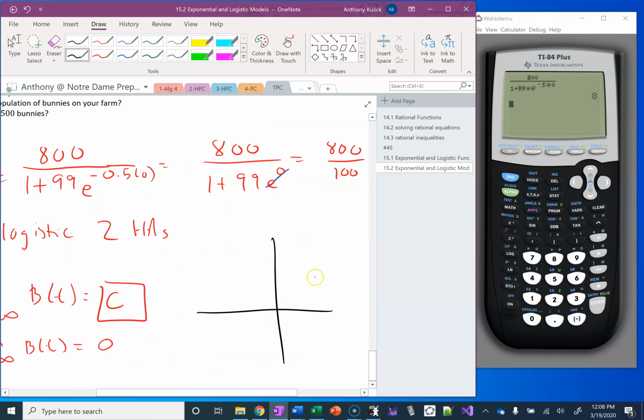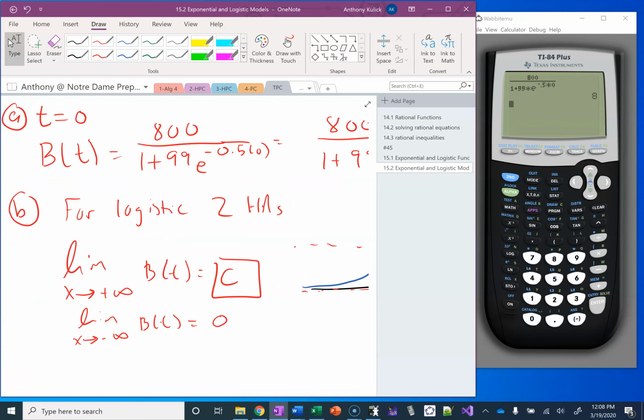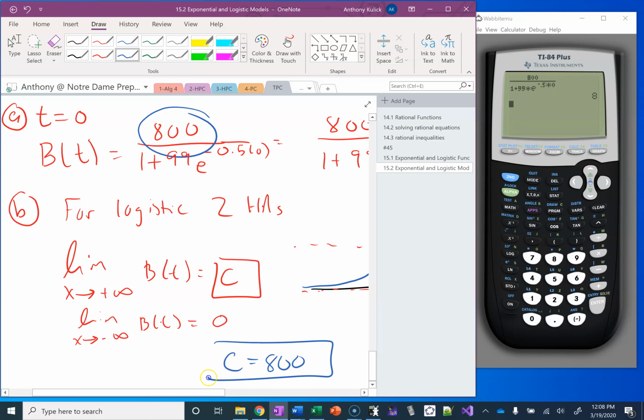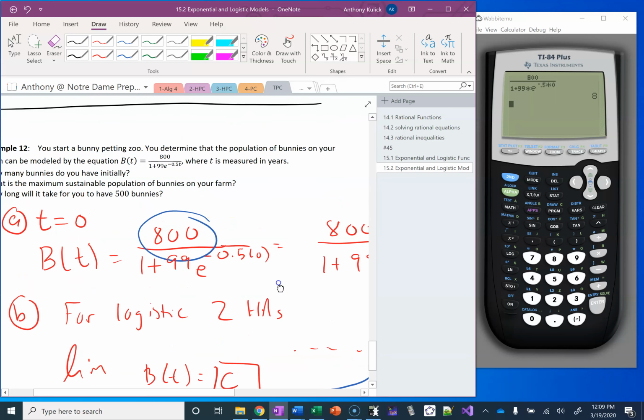Remember, if we think about our graph, we have an asymptote here and an asymptote here, and we're going to end up with this S-shaped graph. So this amount here is our upper bound, the most bunnies we can get. So in this case, what is our c? It's the numerator. That's it. Pretty easy, if you know what you're looking for anyways.